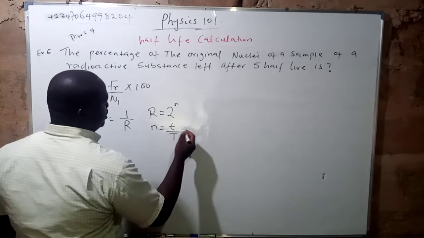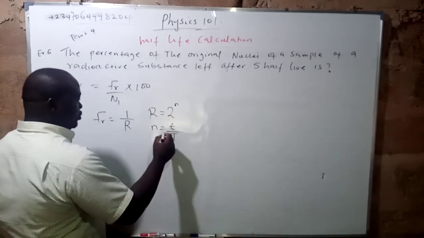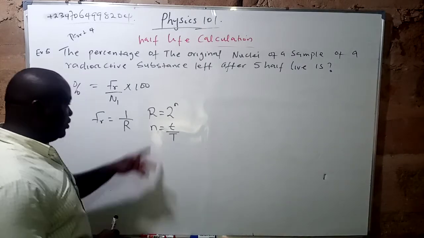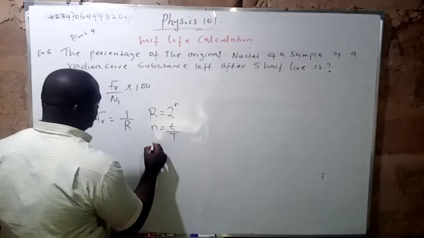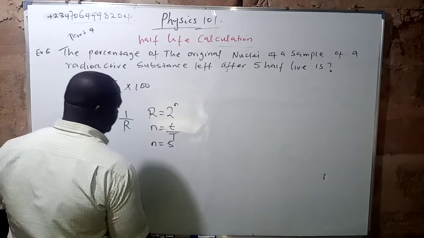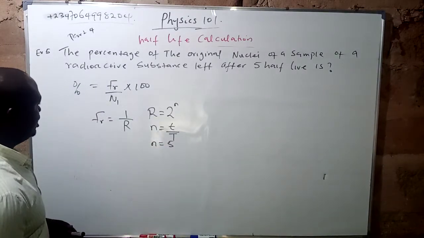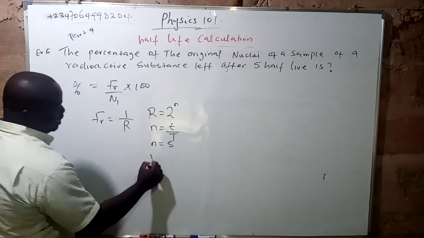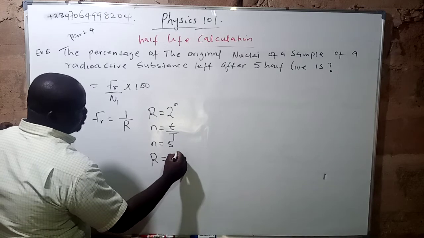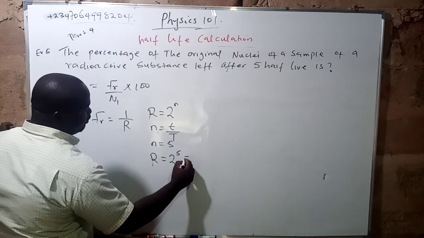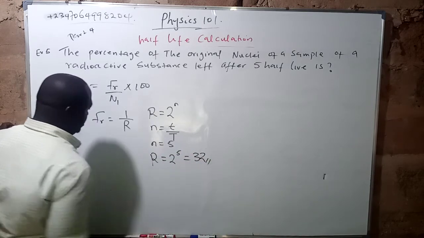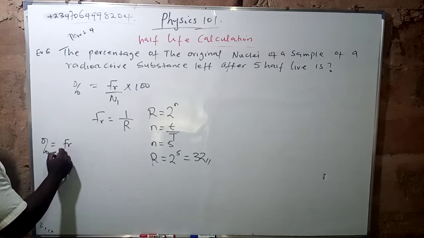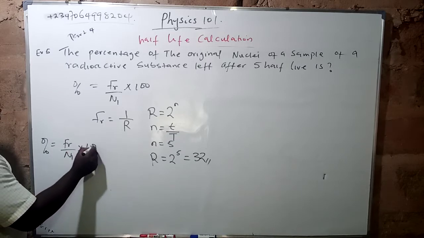Then from the question, we're not even given small t or capital T, we're given n, after 5 half-lives. So I don't even need to write this, because from the question, my n is equal to 5. So it means that my R is 2 raised to the power of 5, and 2 raised to the power of 5 should give you 32. Right?